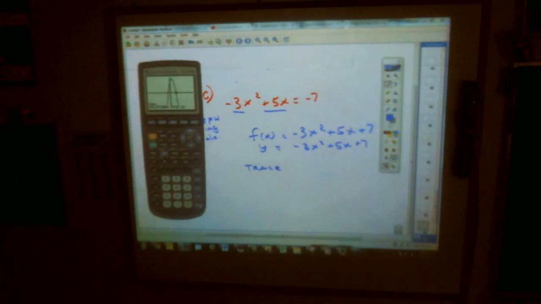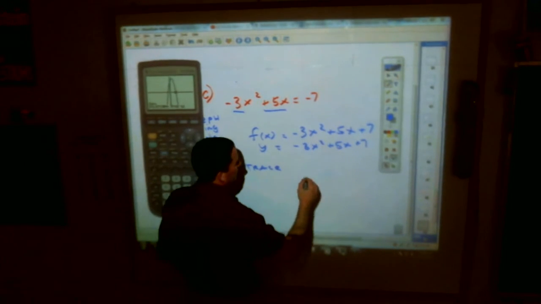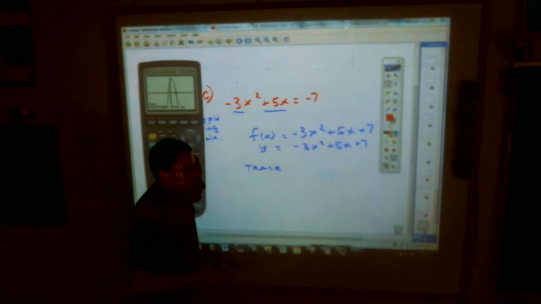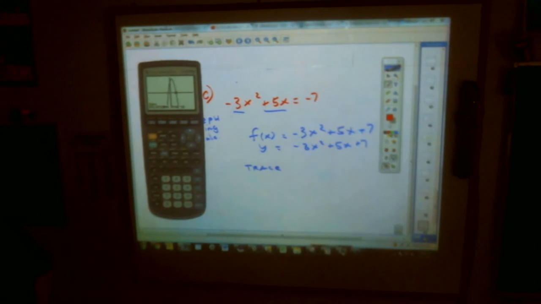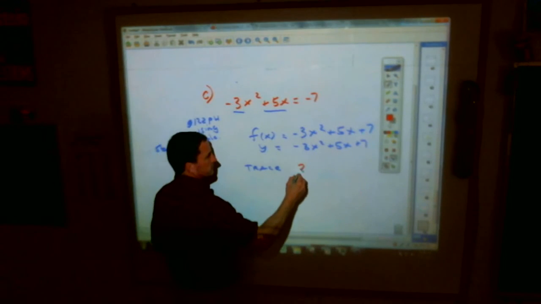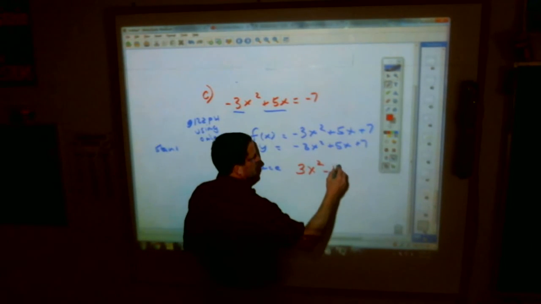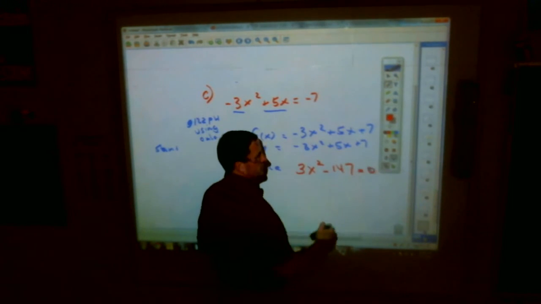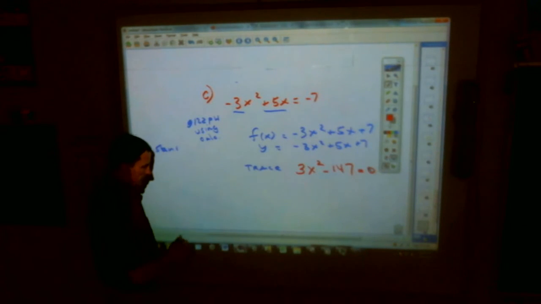Let's find another parabola to do. Look at practice A on page 673. Practice A, I'll write it here so you can see it, and then Claire will go through the whole spiel one more time. Okay, go. Practice A, 3x squared minus 147 equals 0. It already is solved, you just need to plug that into your calculator.